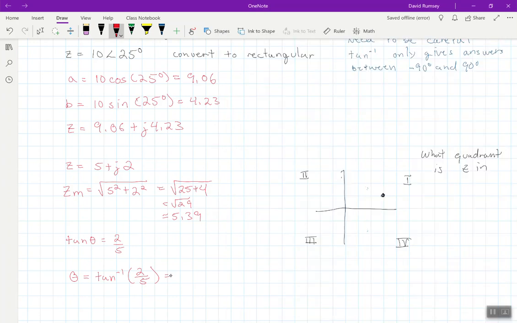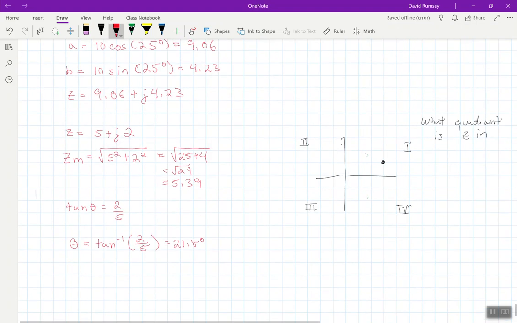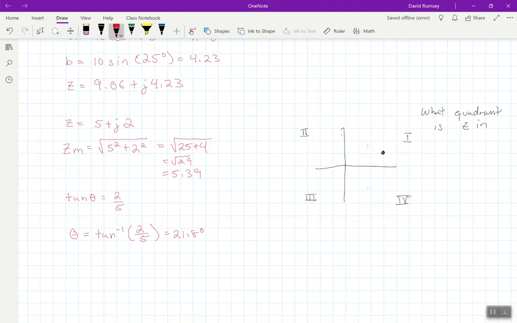So this would be 21.8 degrees. And we do typically write these in degrees. So then I could rewrite this complex number, instead of 5 plus j2, first you do the magnitude, 5.39, at an angle of 21.8 degrees. And then we're done.